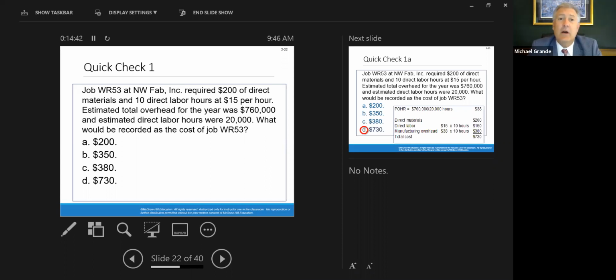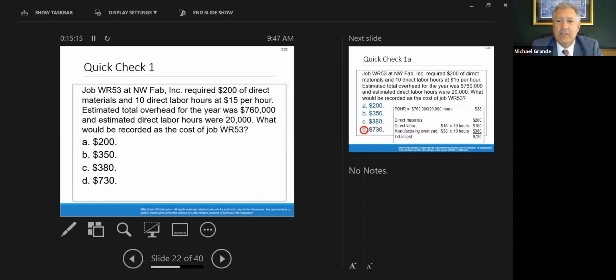Third component of product cost is manufacturing overhead. So the question is, how much overhead gets allocated to this job? Well, before we do that, we've got to come up with the predetermined overhead rate. And again, that's the total estimated overhead divided by the activity base, multiplied times the number of hours. So here they estimate overhead to be $760,000, and the estimated direct labor hours 20,000 hours.